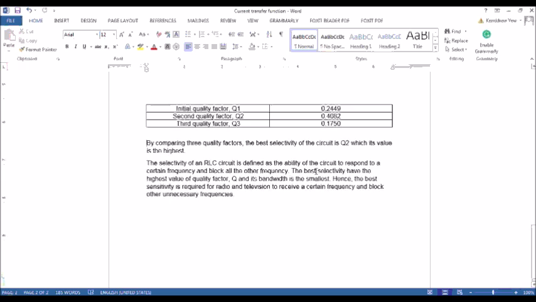So what is selectivity? The selectivity of an RLC circuit is defined as the ability of the circuit to respond to a certain frequency and block all the other frequencies. The best selectivity has the highest value of quality factor and its bandwidth is the smallest. Hence, the best selectivity is required for radio and television to receive a certain frequency and block other unnecessary frequencies.